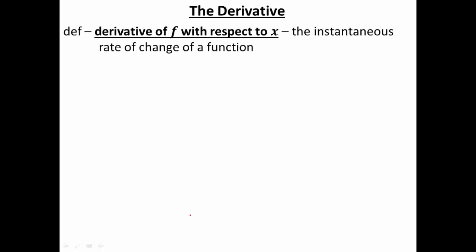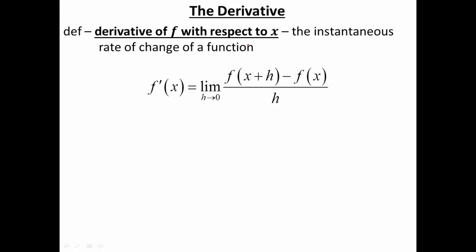Derivative of f with respect to x. f being the name of the function, x being just the name of the variable. The derivative of f with respect to x is the instantaneous rate of change of a function. It's the slope of the tangent line. We find the slope of the tangent line by evaluating the limit as h approaches 0 of the difference quotient, f of x plus h minus f of x all over h. You'll notice right here some new notation.